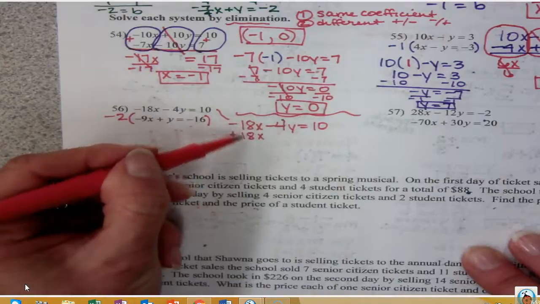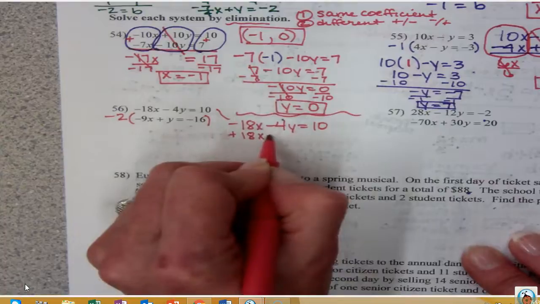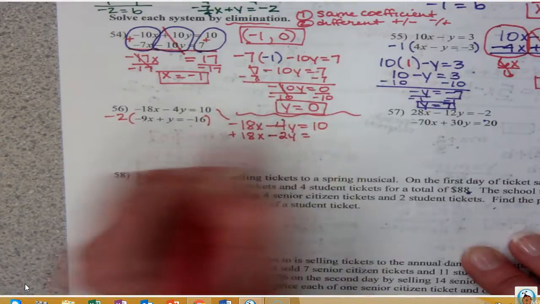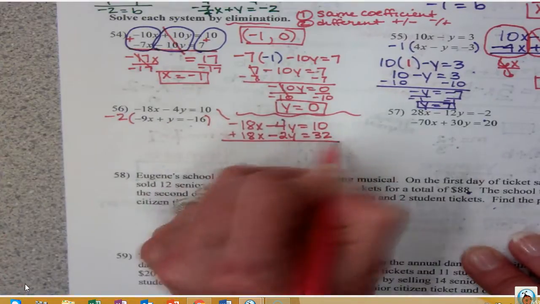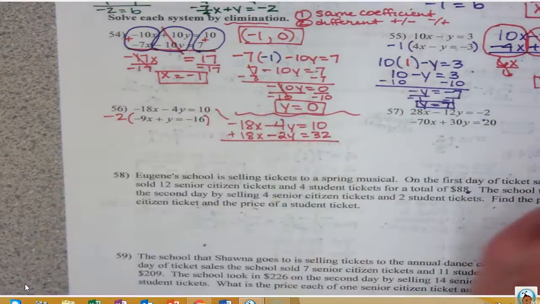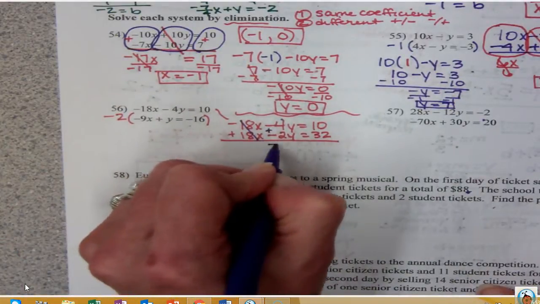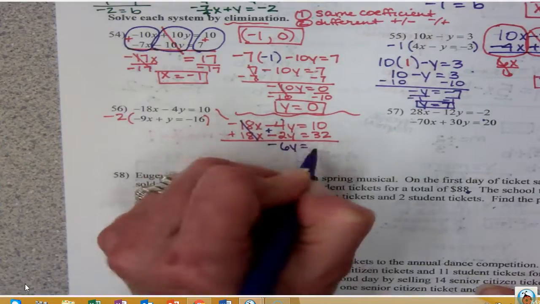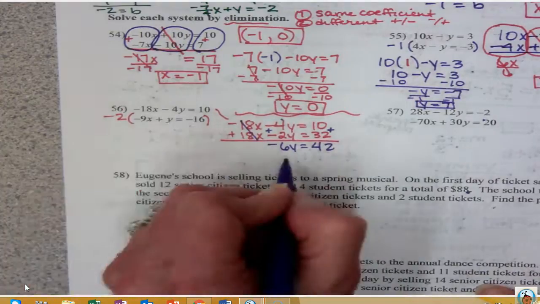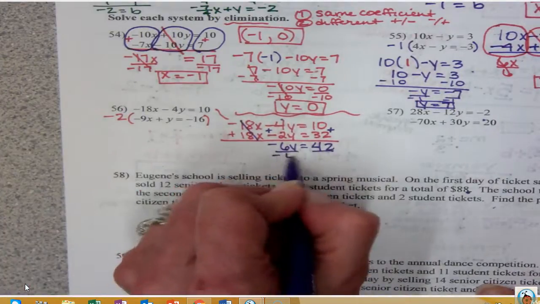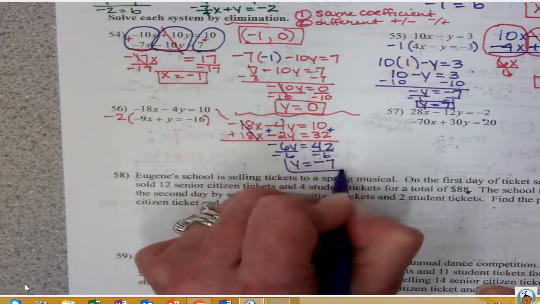So I've got the same coefficient, different sign, which is exactly what I want. Negative 2 times y is negative 2y. Negative 2 times negative 16 is positive 32. So these basically cross each other out. I add these together and I get negative 6y equals 42. Divide both sides by negative 6 and I get y equals negative 7.